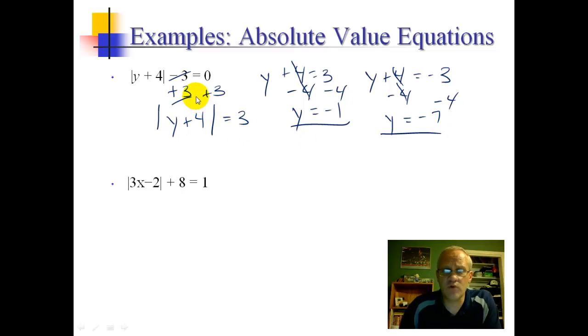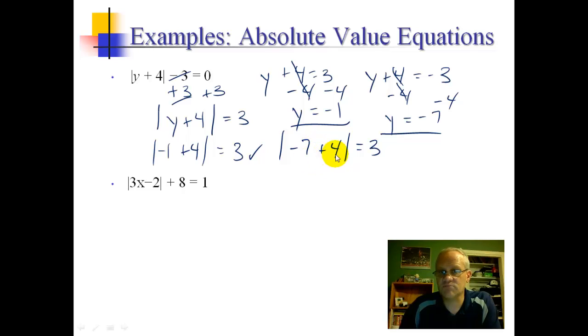When you go to check this, you could go back to the original problem, or, assuming you've done this step to get the absolute value by itself, you could plug it into this equation as well. Both of those would work. So I'll just plug it in here. I'm pretty sure I did this right. So let's say we've got -1 plus 4. The absolute value of that, would it equal 3? That'd be 4 minus 1, which is 3. Yep, that works. And then if I take the -7, I have the absolute value of -7 plus 4, and -7 plus 4 is -3. Take the absolute value, it makes it +3, so that checks out as well. So both of those answers are good, and we would include both in our answer.